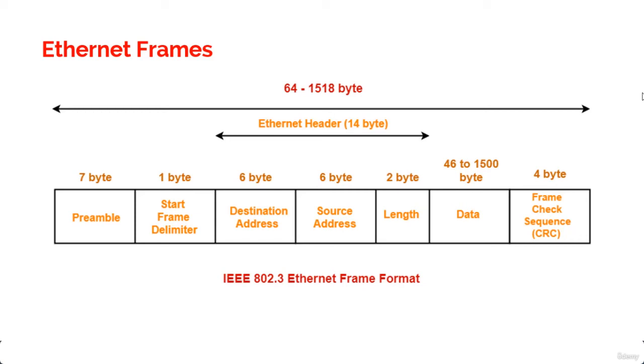Then comes the data. This is a packet sent down to the data link layer from the network layer. The size can vary from 64 to 1500 bytes. And the last is the frame check sequence, that is the FCS. The frame check sequence is a field at the end of the frame and is used to store the cyclic redundancy checksum, that is the CRC.